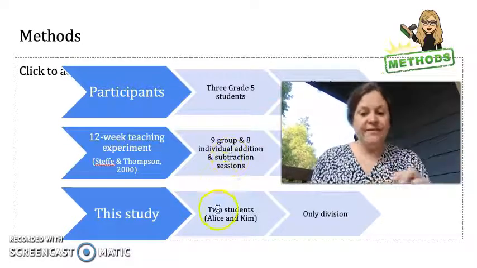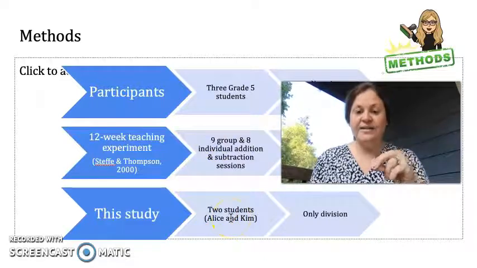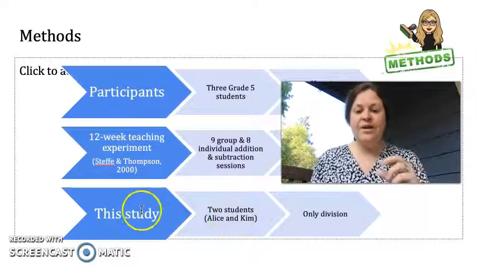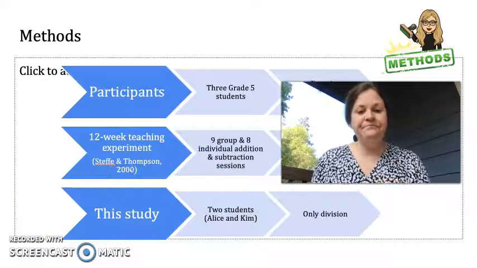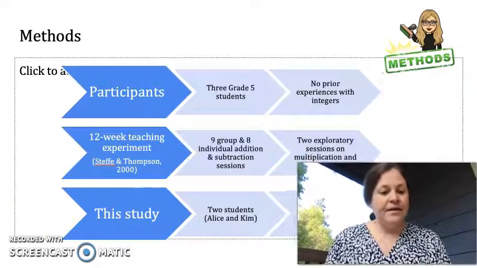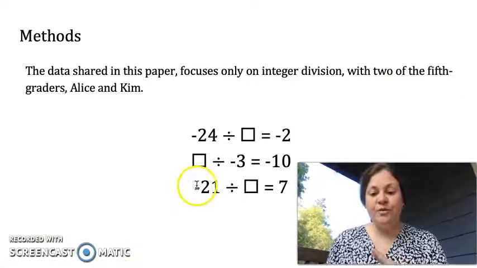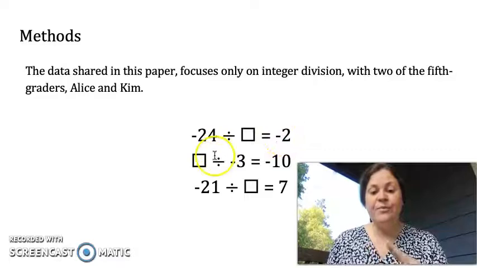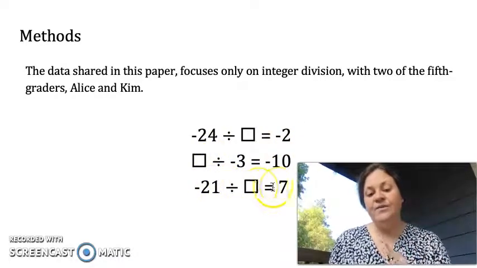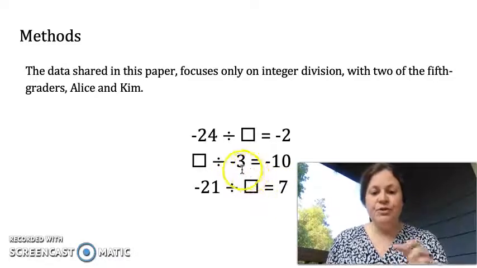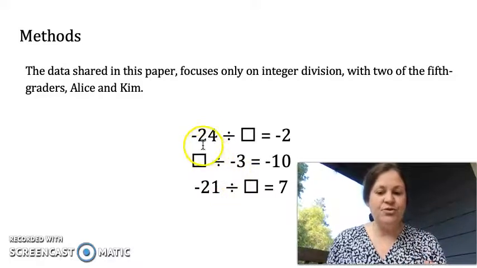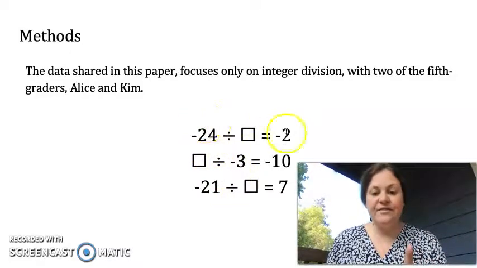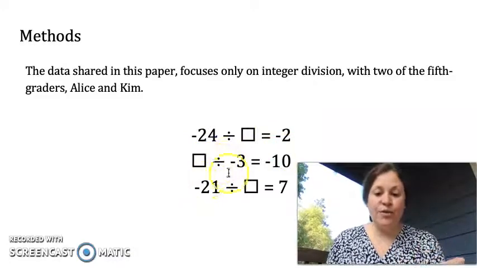Two students did it, Alice and Kim, in a pair setting, and what I'm talking about today only focuses on division. And these are the 3 division problems that were provided to the students. -24 divided by box equals -2, box divided by -3 equals -10, and -21 divided by box equals 7. I made the intentional choice to have the unknown be on the left-hand side, and I also made the intentional choice to have 2 negatives given in some problems, and 1 negative, 1 positive given in another.